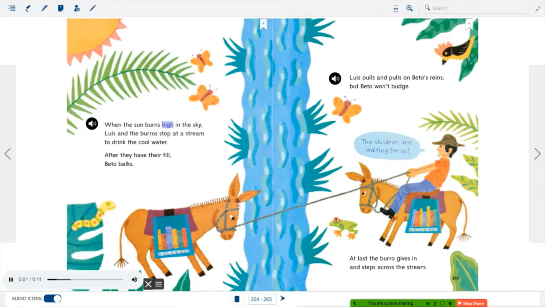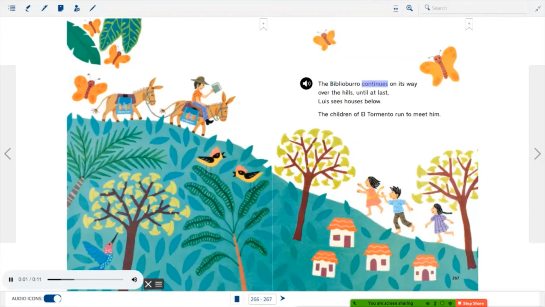When the sun burns high in the sky, Luis and the burros stop at a stream to drink the cool water. After they have their fill, Beto balks. Luis pulls and pulls on Beto's reins, but Beto won't budge. "The children are waiting for us." At last the burro gives in and steps across the stream. The Biblioburo continues on its way over the hills until at last Luis sees houses below. The children of El Tormento run to meet him.